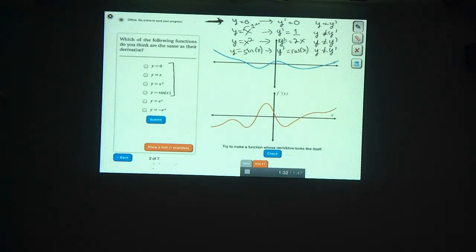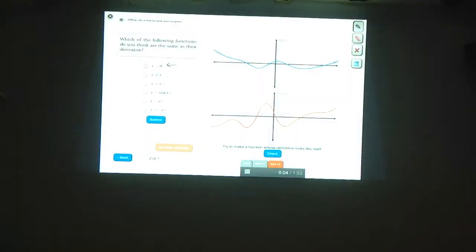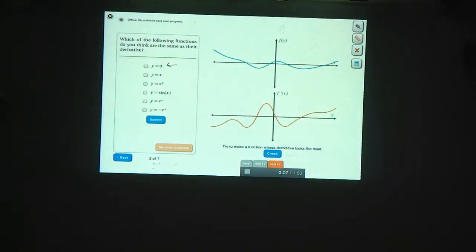For the last two choices, you don't know how to take the derivative yet, so why don't you try graphing them and seeing if it looks like they're the same. That is, graph e to the x and negative e to the x, and see if the derivative looks the same as the original function. So far we said y equals 0 has a derivative that's identical to itself. You could also have seen that by graphing y equals 0 here, just the line y equals 0. It's a horizontal line. And if you check, you see that the derivative is exactly the same.